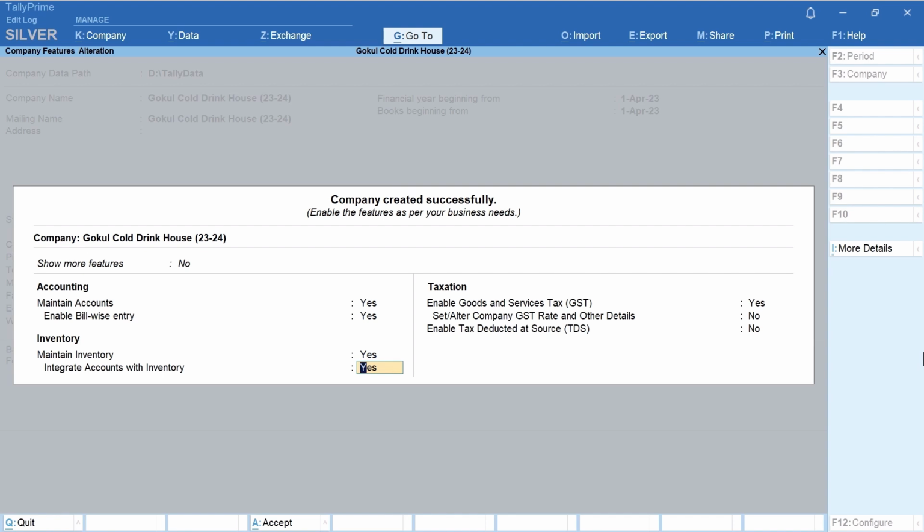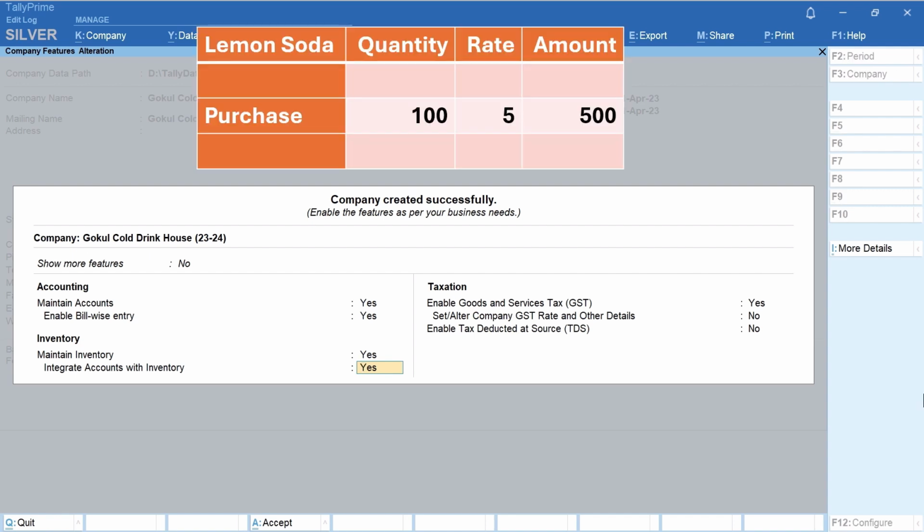The next feature is integrate accounts with inventory. This will need some explanation. To explain this feature, we will take an example. Let us say that in one complete year, we purchased 100 bottles of lemon soda. We purchased it at the rate of 5 rupees per bottle. So the total purchase at the end of the year was worth rupees 500. Now by the end of the year, we sold all these 100 bottles at the rate of 10 rupees per bottle. So the total sale at the end of the year was rupees 1,000.